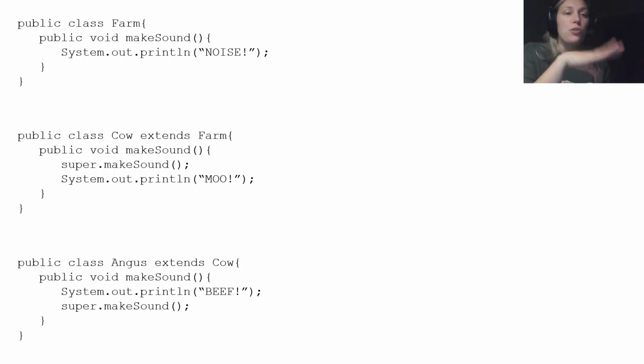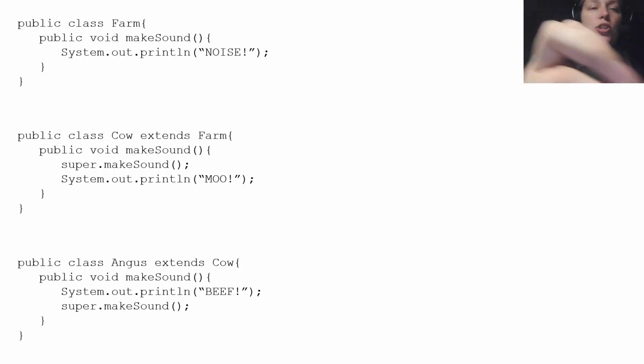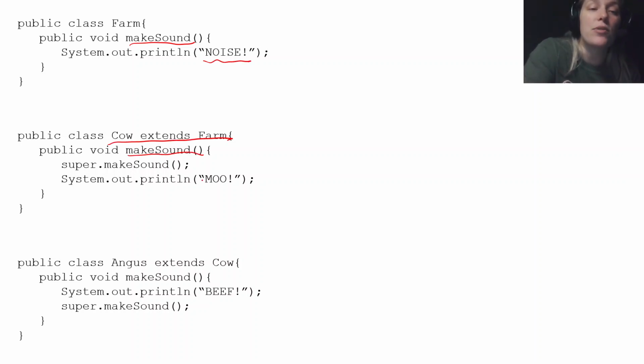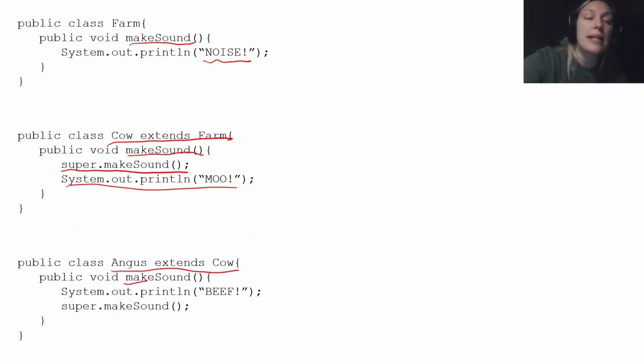So I have three very simple classes: Farm, Cow, and Angus. Farm just has a makeSound that prints noise. Cow extends Farm. It also has a makeSound, and notice it has a call to super.makeSound. That means you're going to call the super's makeSound method first, run it, and then come back and print what you want. Angus extends Cow. It also has a makeSound method. This time it's going to print something, and then I have a call to my super.